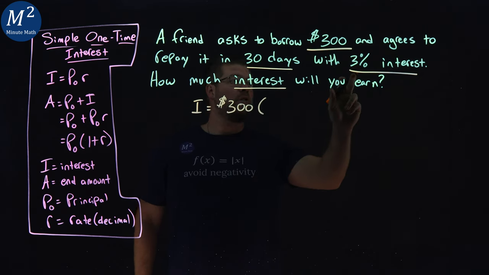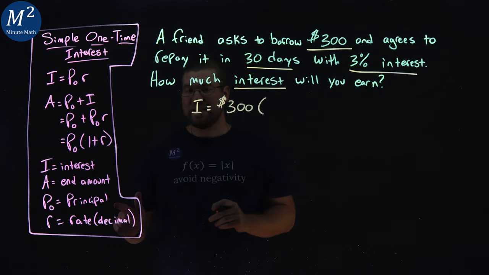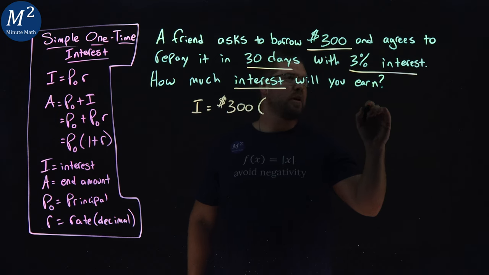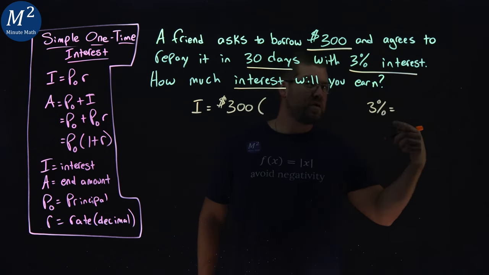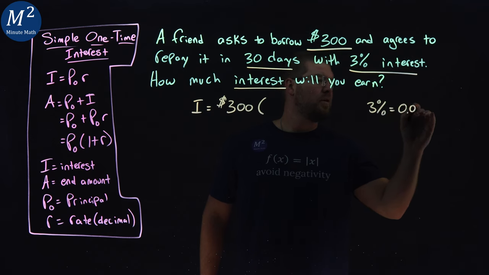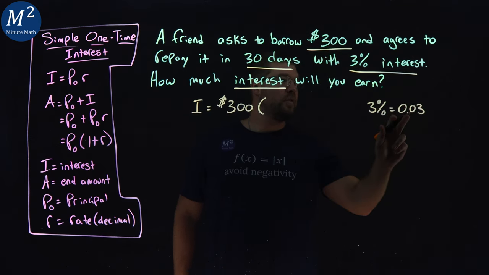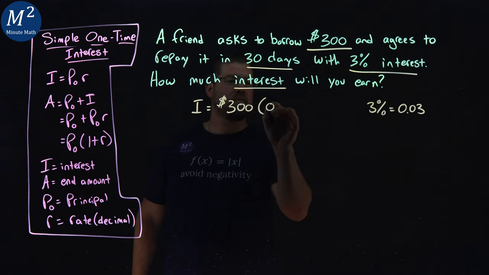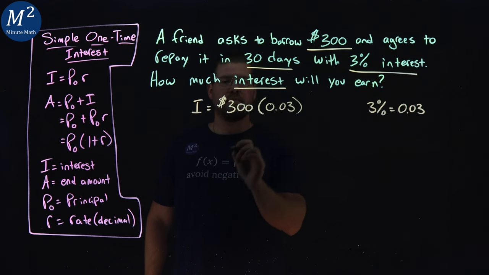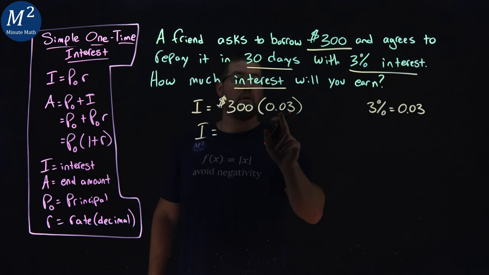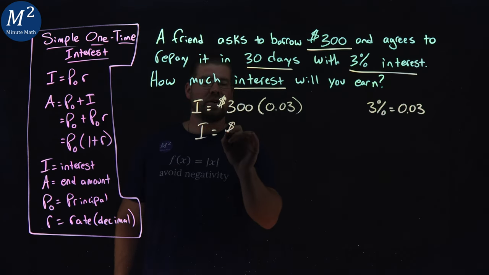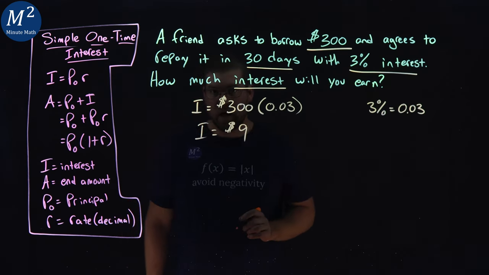times our 3% interest rate as a decimal. And if you need a little refresher, 3% as a decimal, you move the decimal place over two spots, like so. So it's 0.03 as a decimal. So multiplying that out, 300 times 0.03 is a good old even $9.